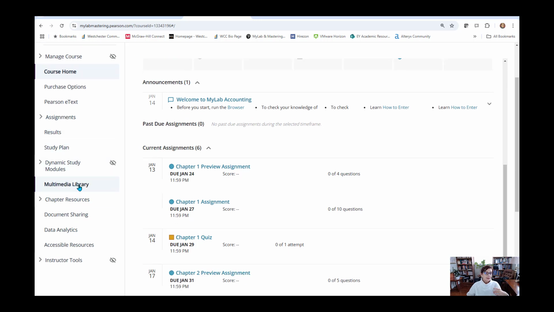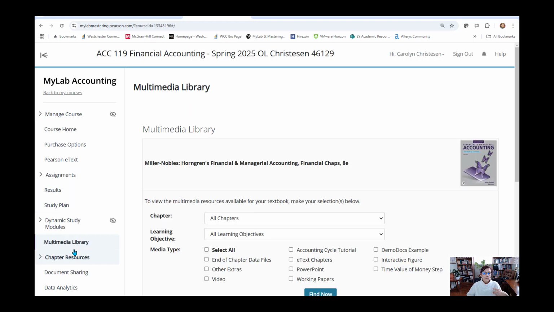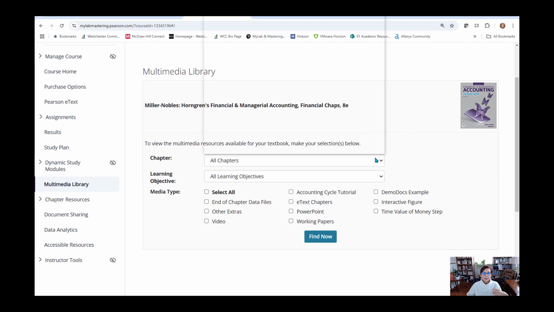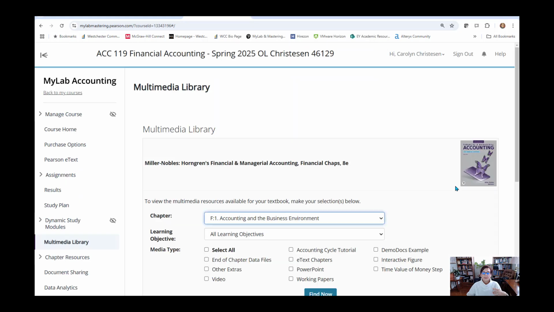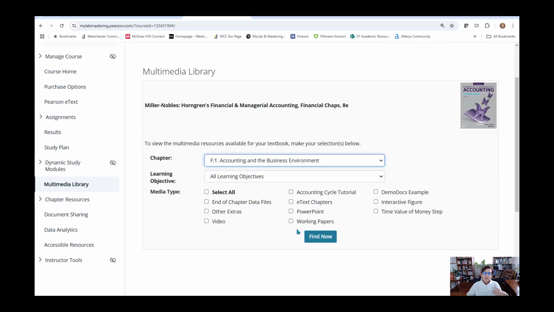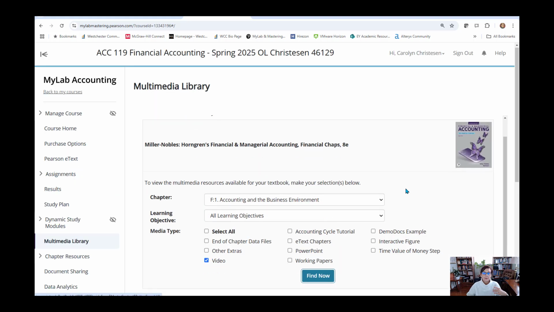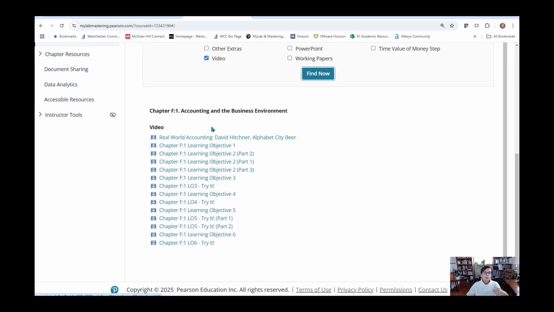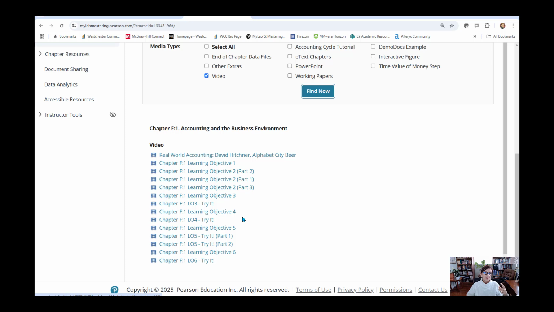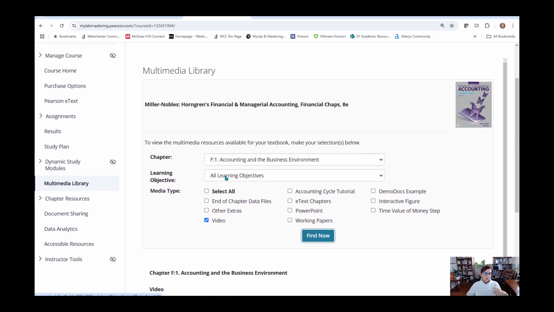All right, the other thing that's here that I want to show you is the multimedia library. So if you have something where you're having a little trouble with it, come on in here, and there's other things, but you can look at the videos. So there'll be a bunch of videos for each chapter. So here are each of the learning objectives and the try-its in the chapter, and that walks you through each of those items. Very, very helpful resource in there.